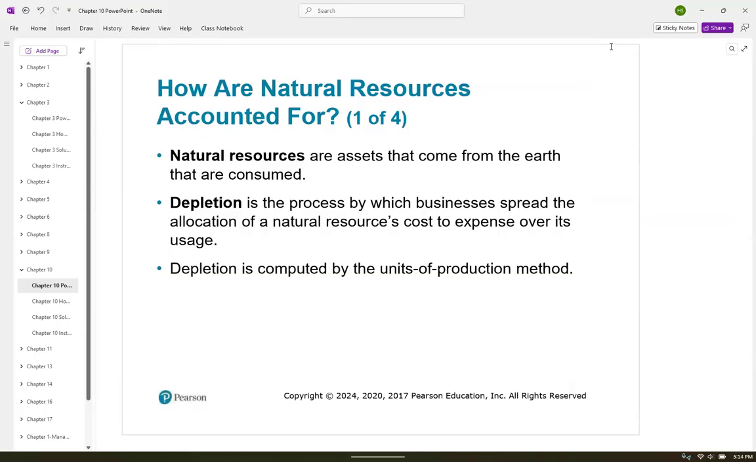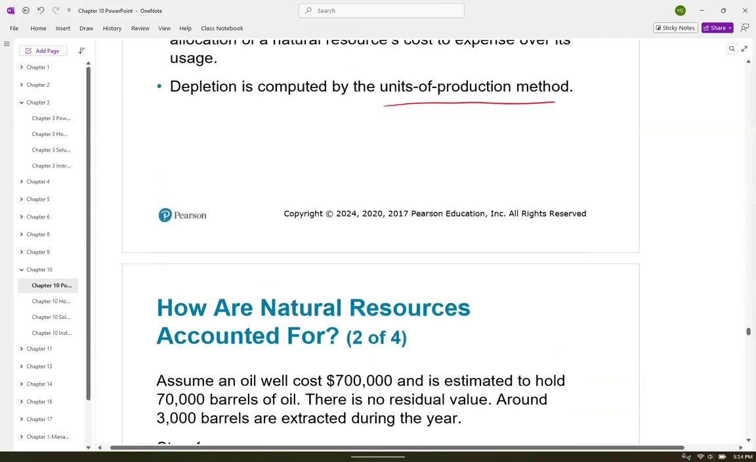But they're always going to be depleted. And there's only one method that we use to deplete. We always use the units of production method. Think about it. None of those other methods that we talked about really fit for natural resources. So our units would be, if it's timber, maybe timber per acre, oil might be per barrel, things like that. So they give us an example here to run through for natural resources.